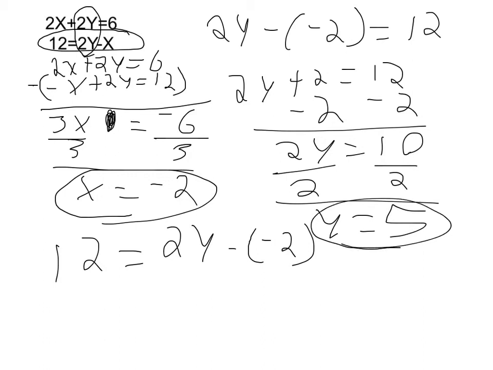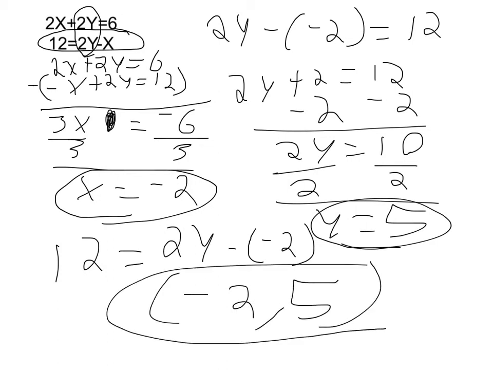So now we have our y value. So our answer is negative 2, comma 5. So that is our system of equations right there.